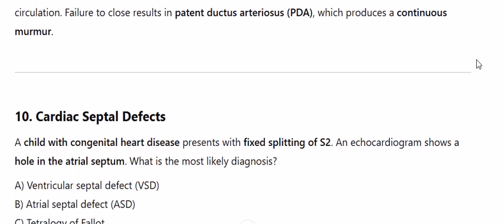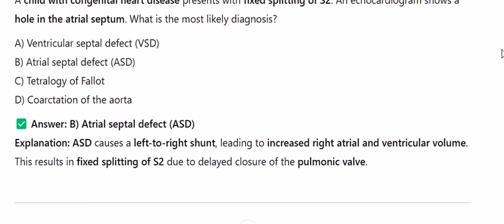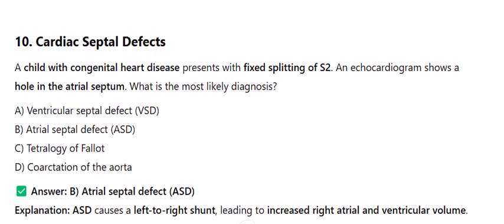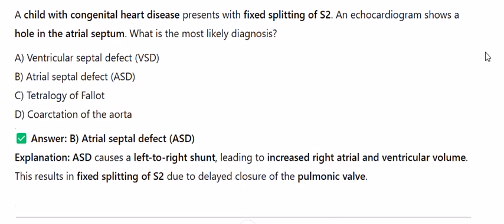10. Cardiac septal defects. A child with congenital heart disease presents with fixed splitting of S2. An echocardiogram shows a hole in the atrial septum. What is the most likely diagnosis? A. Ventricular septal defect, VSD. B. Atrial septal defect, ASD. C. Tetralogy of Fallot. D. Coarctation of the aorta. Answer B. Atrial septal defect. Explanation. ASD causes a left-to-right shunt, leading to increased right atrial and ventricular volume. This results in fixed splitting of S2 due to delayed closure of the pulmonic valve.